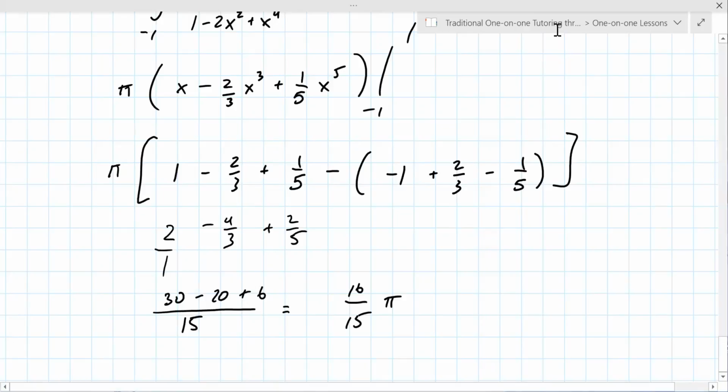Main thing is, can you set it up? Can you find the right geometry? Can you then evaluate the integral and evaluate the endpoints? Mhm.